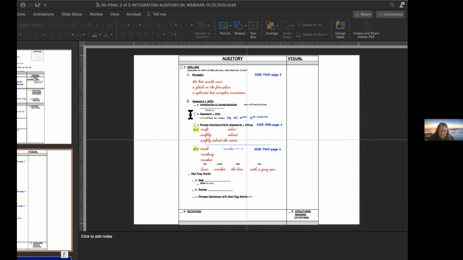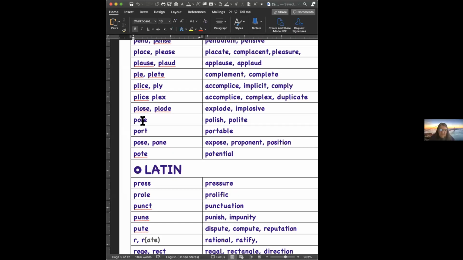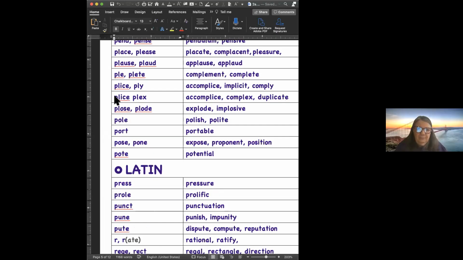Got to see plex. Okay, can you see it? No, you can't see it. That's because I'm sharing the other piece. I have to unshare. Okay, that's all right, I can do that. Unshare, share. Okay, I'll highlight it. So this is two spellings for that base.